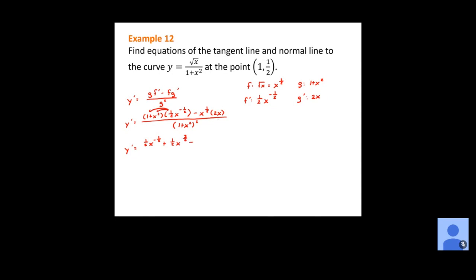minus, and down here we can actually multiply these together, so that's going to give us a minus 2x, and then we add these exponents. 1/2 plus 1 should also give us 3/2 all over. Again, I'm just going to keep the denominator factored. 1 plus x squared all squared.